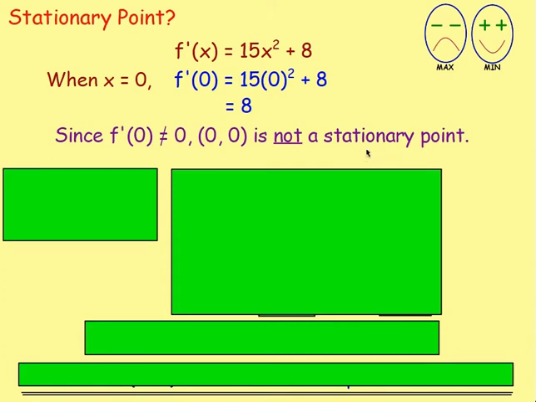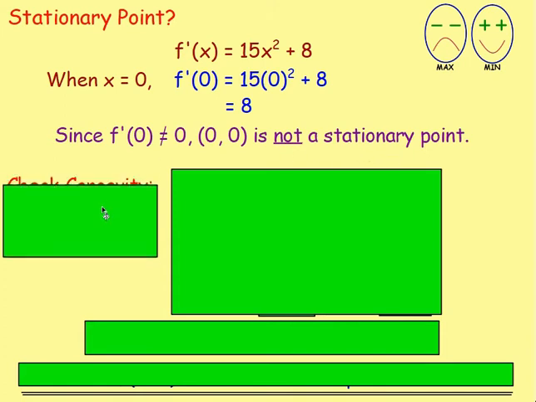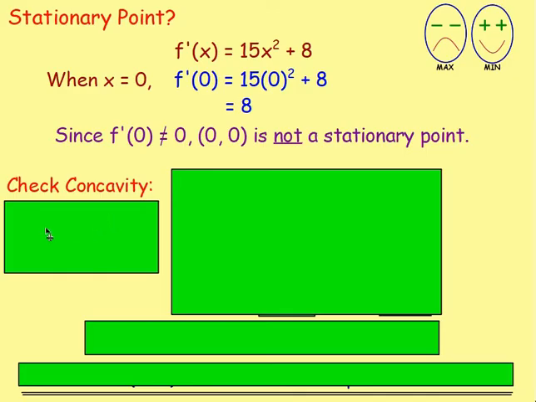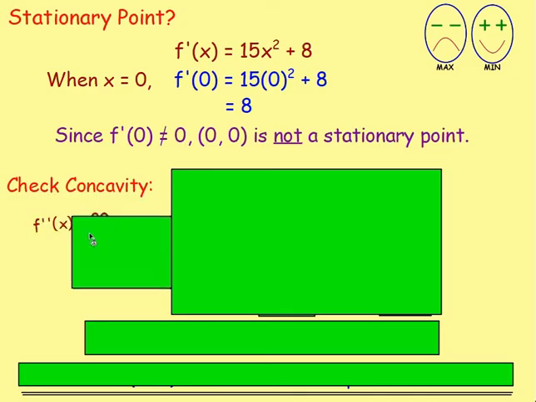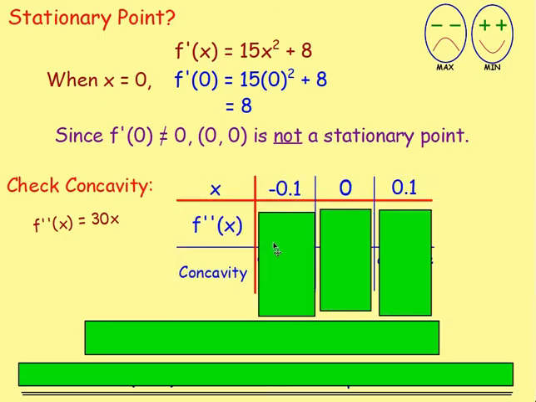But it could still be a point of inflection, and the way we test for that is to test the concavity. So remember, we had the second derivative, f double dash x equals 30x. And what we do with that is we put it into something that's very like a nature table. So we take our value that we found, x equals 0, and we take a value just before and just after that, going out by 1 decimal place. We want to sub them into the second derivative.